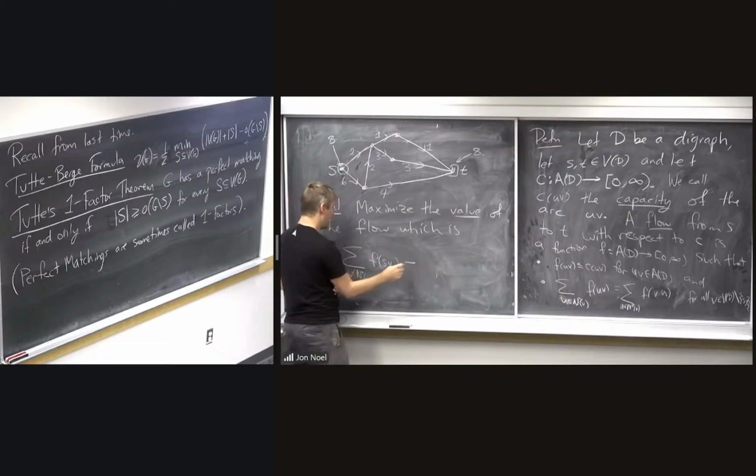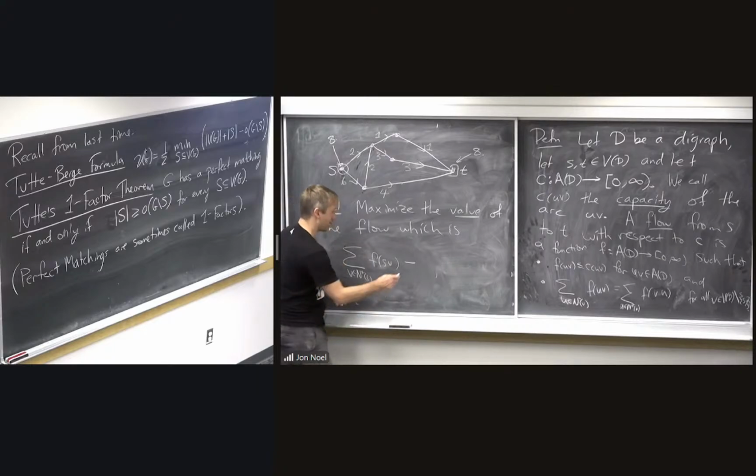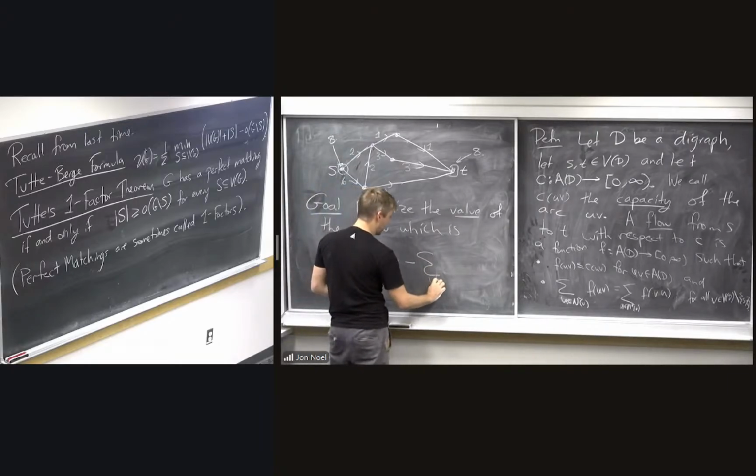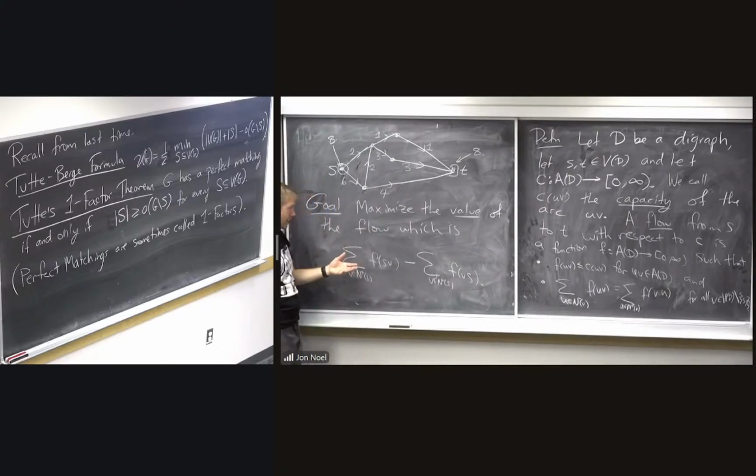Now, in this picture, I only had arcs coming out of S. I didn't have any going into S. But obviously, if you had arcs coming into S that had a positive flow, you want the difference of these two things. If I've got 8 coming out of S, but 8 coming into S, then really the net amount coming out of S is 0. So you want to maximize the amount leaving S minus the amount coming into S. So this is the value of the flow.